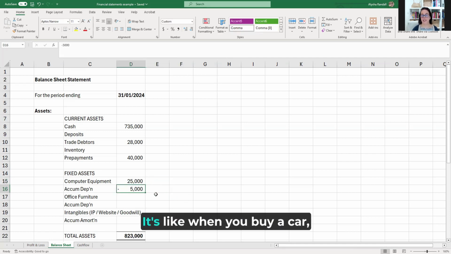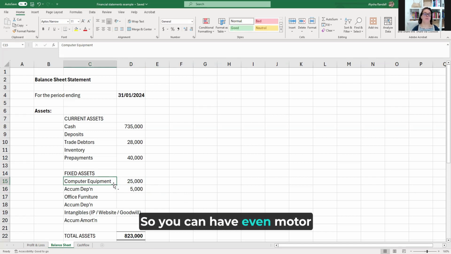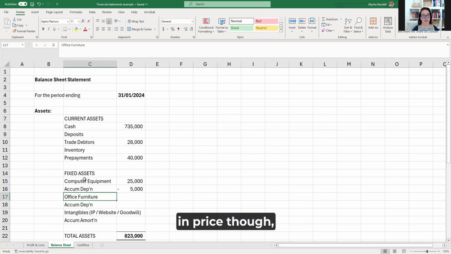It's like when you buy a car. Say you're buying a brand new car, the second you drive it out the driveway, it's worth less. And then after 10 years or 5 years, sometimes your car will be worth nothing. And this is exactly the same. So you can have even motor vehicles here if you purchase motor vehicles in your business. So any physical asset. It could be land even. It could be a property. They don't usually drop in price though, so you wouldn't have accumulated depreciation, but you certainly have it within here.